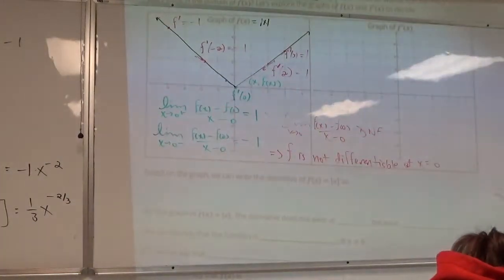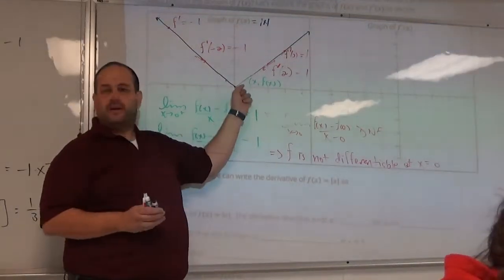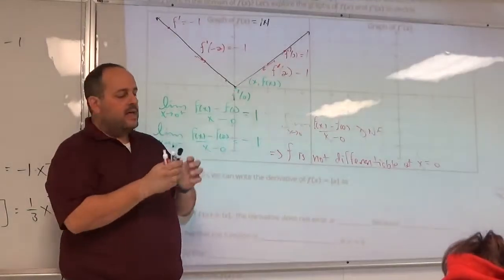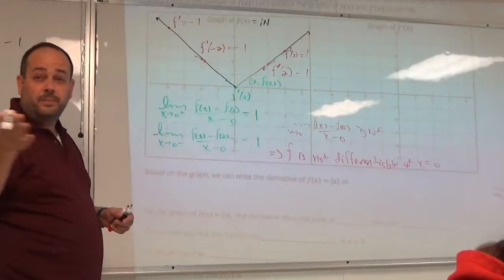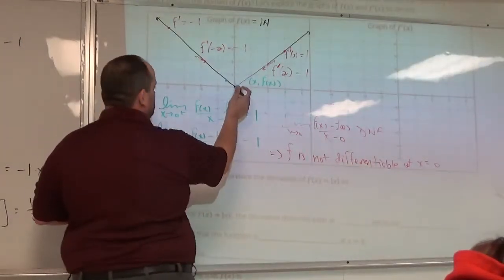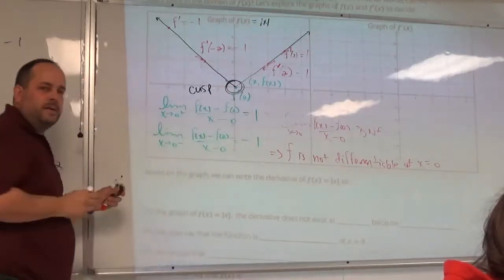All the other points on the graph were fine. The function was differentiable everywhere except over here at x equals 0. This sharp point that you guys called, somebody said the origin, somebody said the vertex, there's a word for this sharp point. It's called a cusp, C-U-S-P.